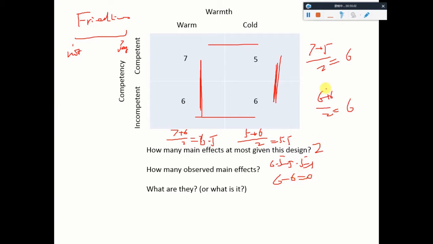That's 0. That suggests, regardless whether this person is warm or cold, the manipulation of competency, that is, a person described as competent or described as incompetent, makes no difference. The person will be perceived as equally friendly. In other words, the manipulation of competency does not have any effect on a person's perceived friendliness. So 0 means there's no difference, no effect. So here there's only one observed main effect, despite that there could be two. And the main effect is warmth.